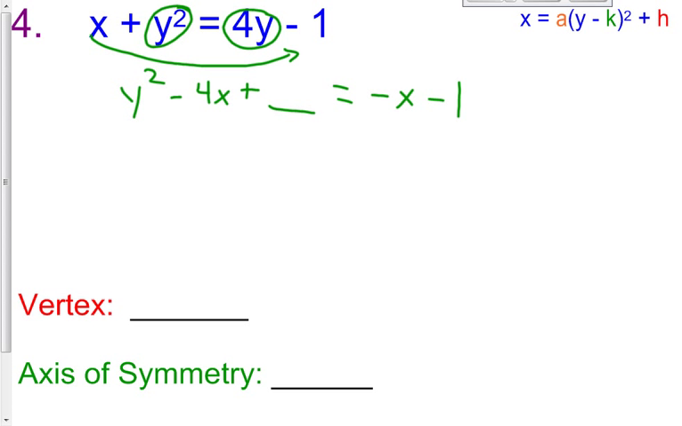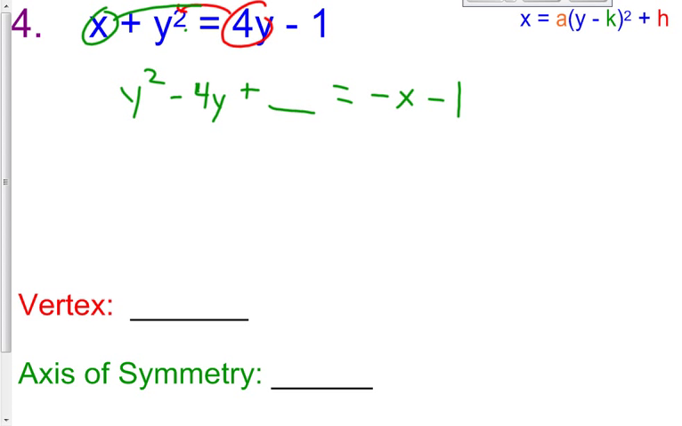So let's just slow down and make sure everyone knows exactly what I did here. I moved this 4y to the left, and so that's where I got this negative 4y, and I moved this x to the right to give me this negative x right here. So now I'm ready to complete the square.